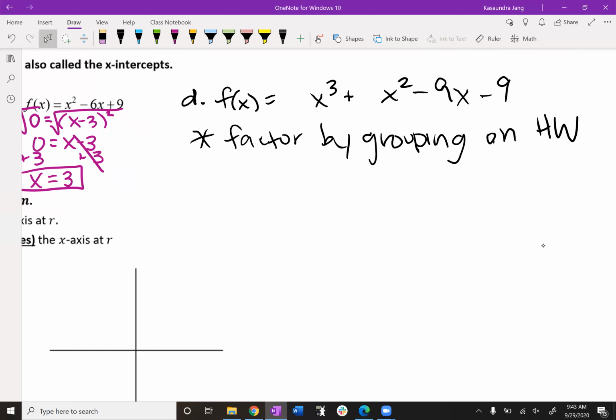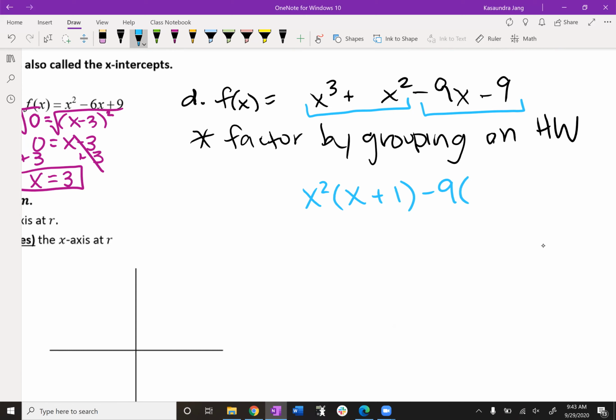All right, so here's what I do when I'm grouping. I'm going to group the first two together, and I'm going to find a GCF, a greatest common factor, just out of those first two, which I think I could factor an x squared out of, which leaves me with an x plus 1. All right, and then I'm going to group the last two together. So I'm going to group my negative 9x minus 9, and my GCF out of those is going to be the negative 9.